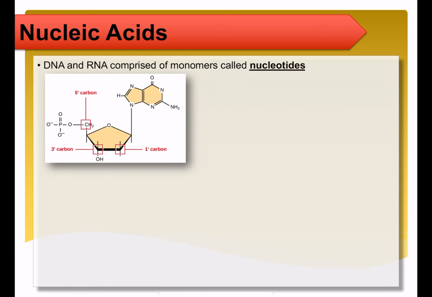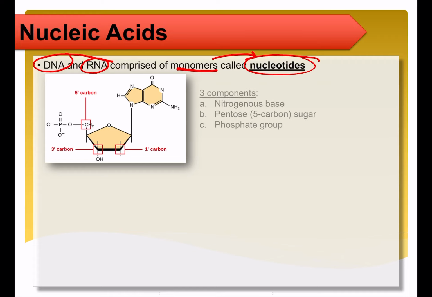And then, for the polymers of nucleic acids, DNA and RNA, the monomers that make up these macromolecules are called nucleotides. So the polymers are DNA and RNA, and the monomers are nucleotides. And just as there are different individual components for the monomers of the other macromolecules, the same is true for nucleotides. Nucleotides have three major components.